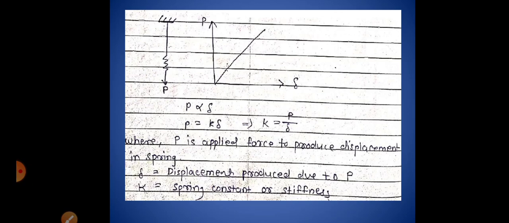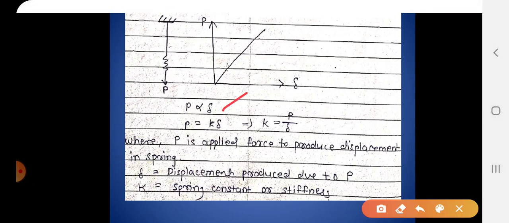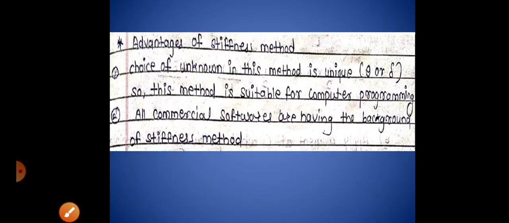Okay, now you can see in the diagram that when we apply a load to a spring and if we go on increasing that load, then displacement, that is delta, will also go on increasing. We can say that P is directly proportional to delta. Then P is equal to K delta, applying K as proportionality constant, which is also called as spring constant or stiffness.